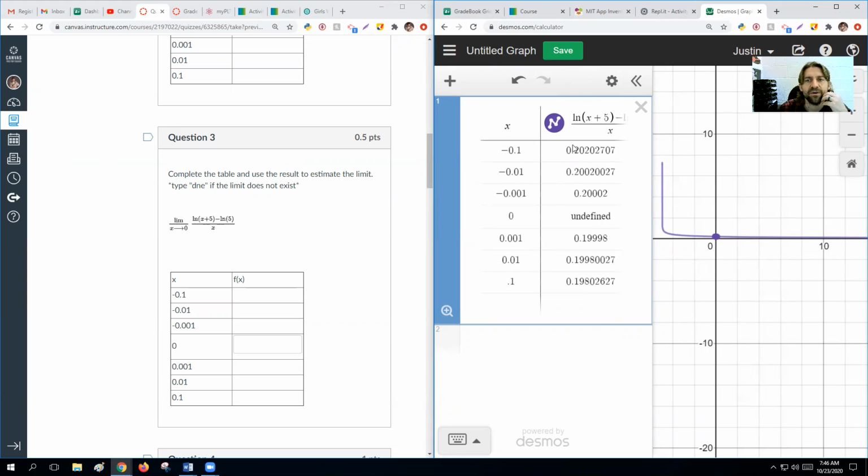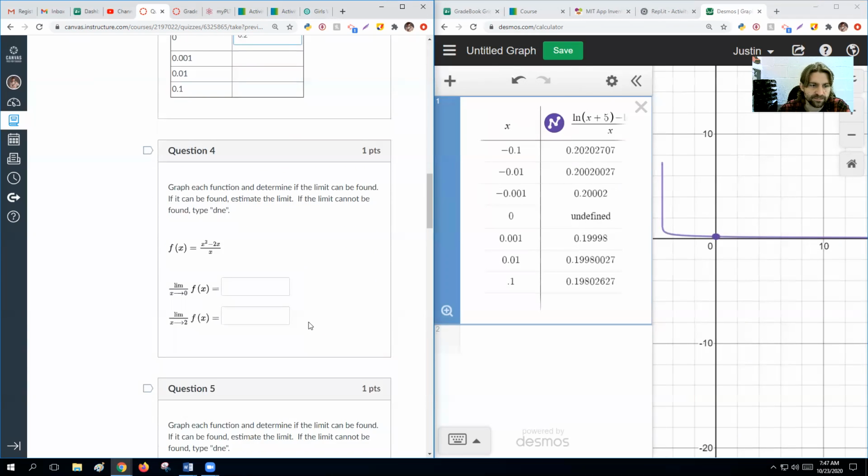What's nice is that the table is already set up for me now. I can look here, 0.202, 0.2002, 0.20002, and then here 0.19998. So it looks like we're getting closer and closer to 0.2. So 0.2 is 1/5 if you want to put it as a fraction as well.